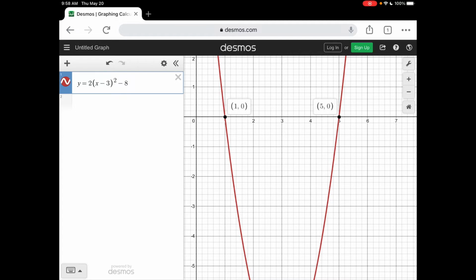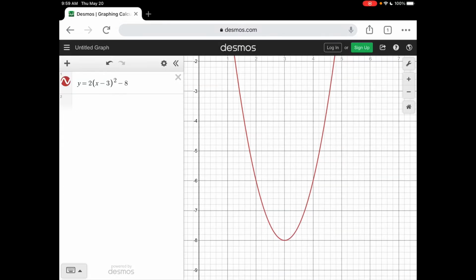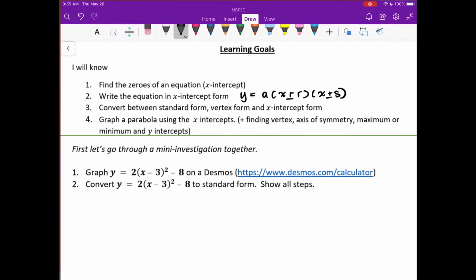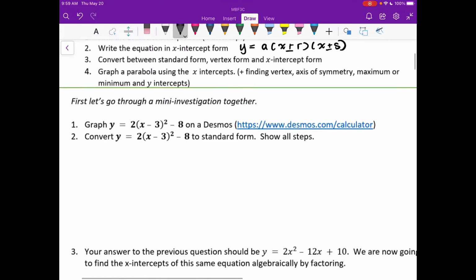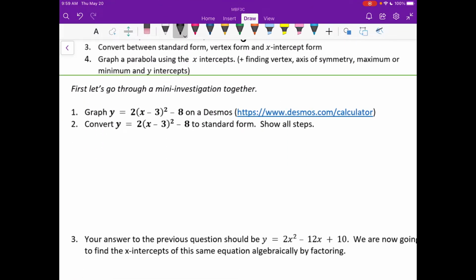Just want to take those into consideration. That's something we want to put to the side for ourselves later. The other thing I want us to notice right here is our minimum is (3, negative 8). And we'll go over what we're going to do with this information after. But first things first, step 1 is all it asks you to do, it just asks you to graph.